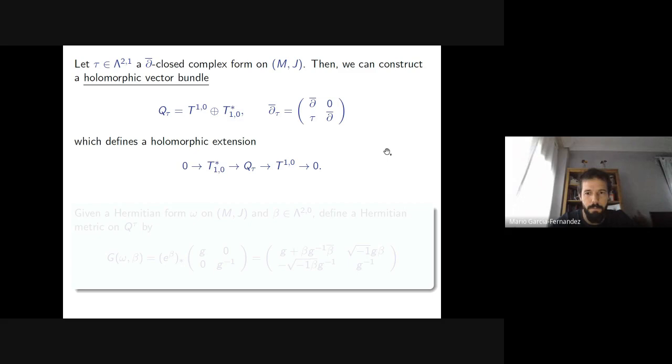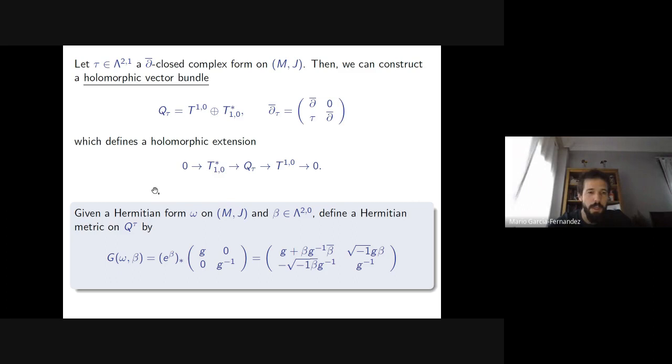Okay, so what do we do now? Suppose that we have a Hermitian form omega on M, and assume that my omega is pluriclosed. Then I can take tau, my tau before, to be del of omega, or if you want, 2i del of omega. And I can define a Hermitian metric on Q tau given by the following formula. You can take this explicitly, but another way of seeing this is that you take the diagonal metric on tangent 1-0 plus tangent 1-0 dual, and then you regard e to the beta as a homomorphism from Q tau to itself, and I push forward.